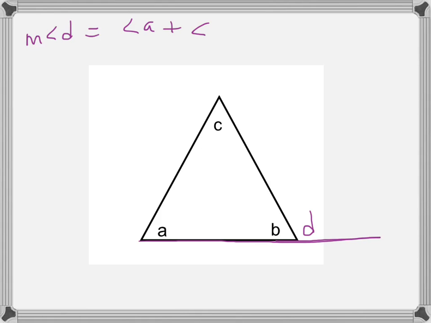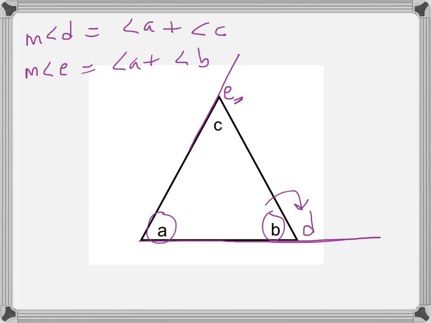We learned that the measurement of angle D was equal to the sum of the remote interior angles. And likewise, if we extended this line right here and we called this angle E, the measurement of angle E is equal to its remote interior angles. When I say remote, I'm saying remote relative to E. A and B are remote relative to E, but B is not remote relative to D. It's right next to D. It's adjacent.